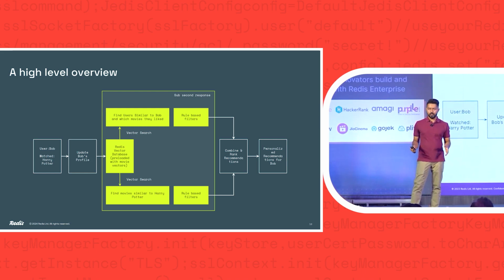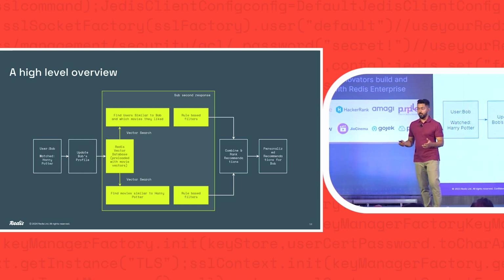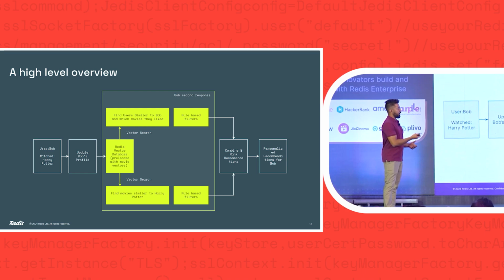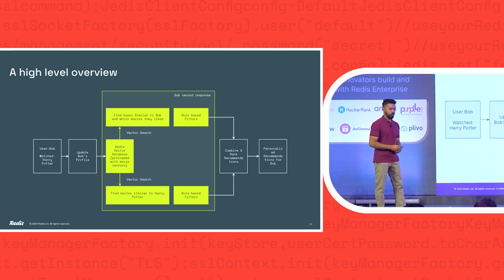And this is called hybrid vector search, which is also offered in Redis, which helps you make your recommendations more nuanced or more personalized based on the user's profile and so on. And finally, you can combine and rank the recommendations. Usually that is done outside Redis, so you can do that and give the personalized recommendation to Bob.